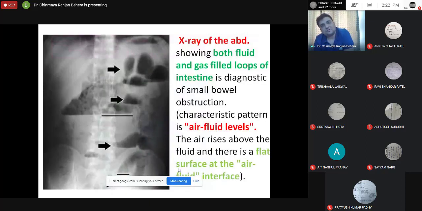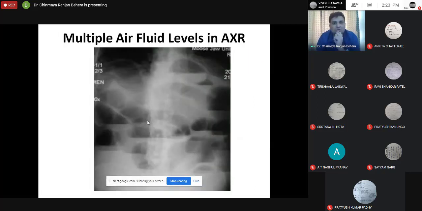Because of the obstruction, when you take an erect X-ray, the fluid tends to stay down and the air tends to go up. So you will get a characteristic pattern of air-fluid levels. See, this is an air-fluid level, this is again an air-fluid level, this is again an air-fluid level. So that suggests a small bowel obstruction.